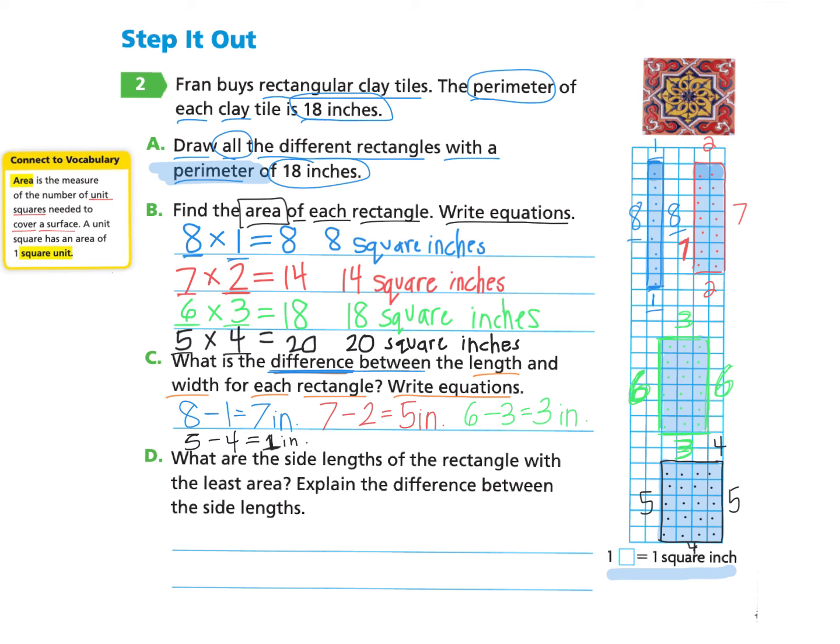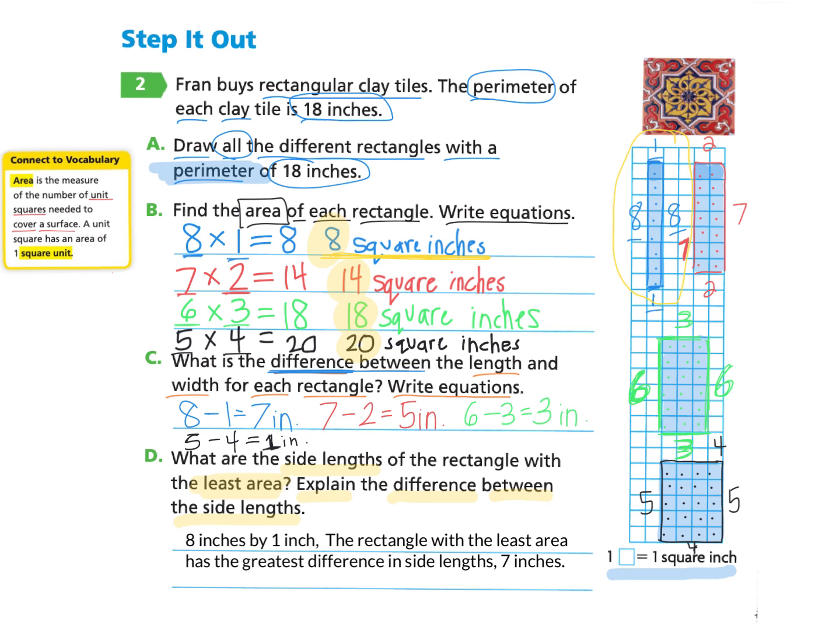Now let's look at part D. What are the side lengths of the rectangle with the least area? Explain the difference between the side lengths. Well, we will go back up to look at the answers, the products of when we multiplied the length by the width. And when we find the least amount of area, we find that the rectangle was actually this 1 by 8 here. That created just 8 square inches as the area.